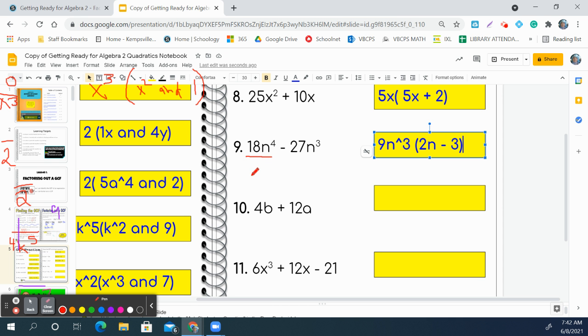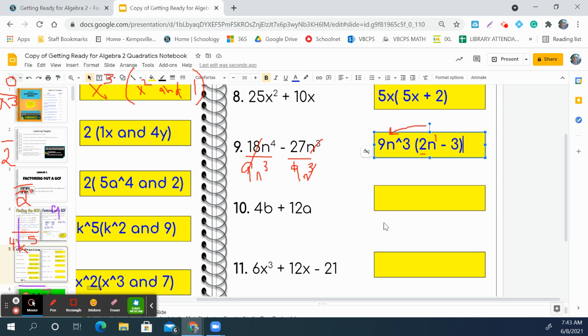Sometimes it's easier if you write it on a piece of paper, 9n to the 3rd power and 9n to the 3rd power. Whatever you're dividing by, that's what comes outside the parentheses. Then 18 divided by 9 is 2. That's how I got the 2. And then n to the 4th divided by n to the 3rd, you just subtract those exponents. 4 minus 3 is 1. And then 27 divided by 9 is 3, and the n to the 3rd and the n to the 3rd cancel out. That's the identity property of division. Anything in the numerator and the denominator can be canceled out.